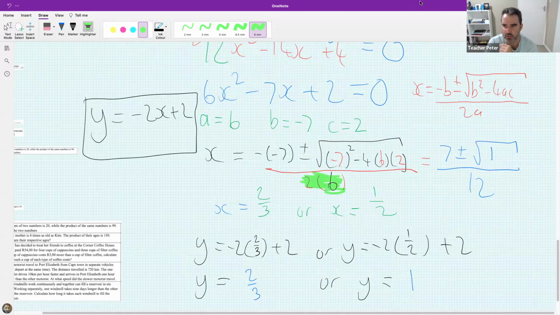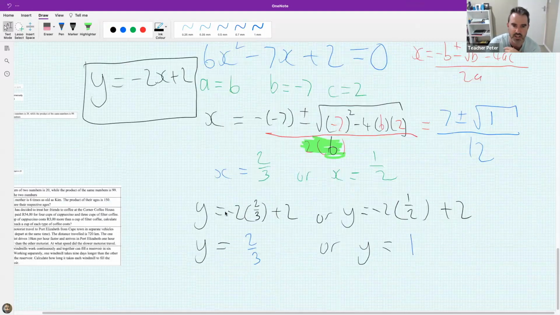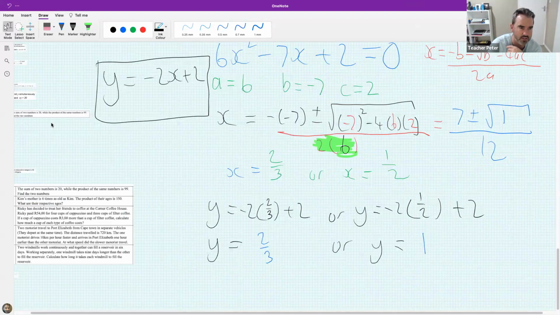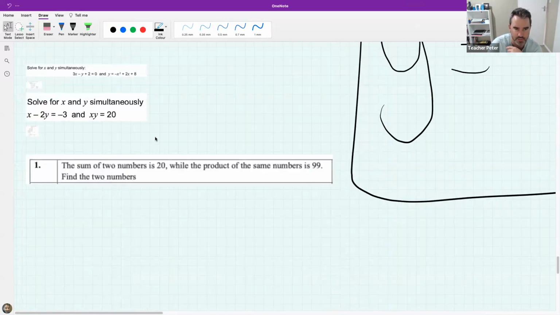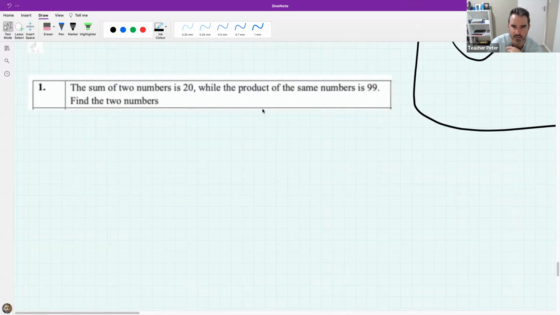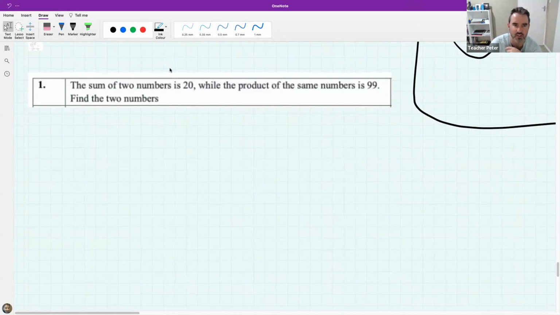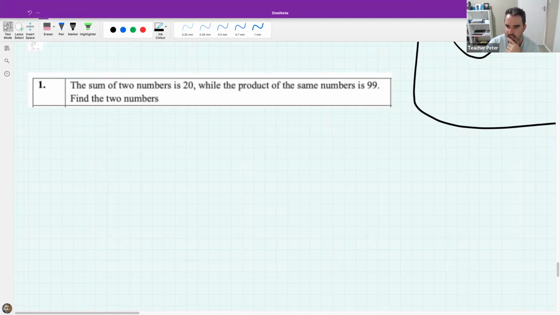Okay. I'm going to assume that that's okay. You can go over the recording just to see where that was if needed. Okay, one last simultaneous equation, and then we're going to move on to do some inequalities. So here is your question. The sum of two numbers is 20. The product of the same numbers is 99. How would you write that out to set the simultaneous equation up?